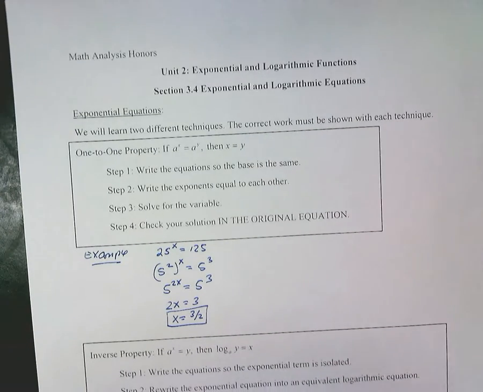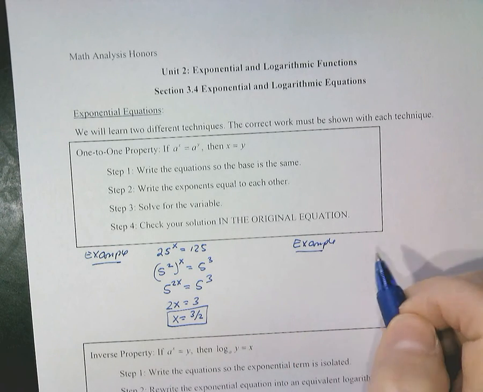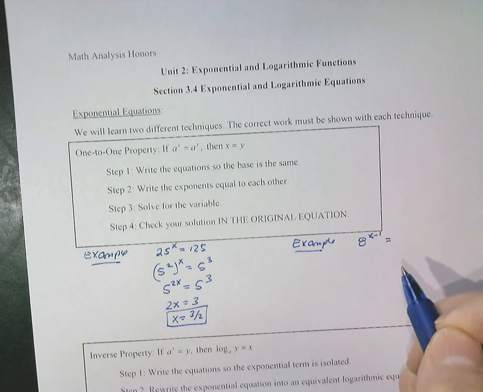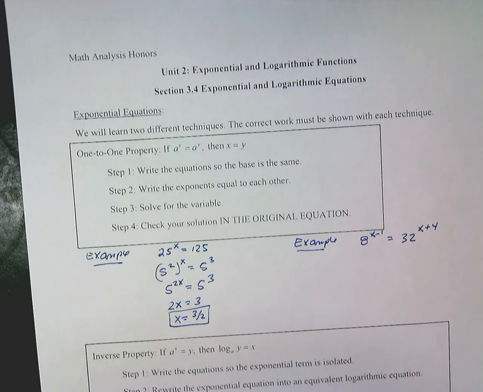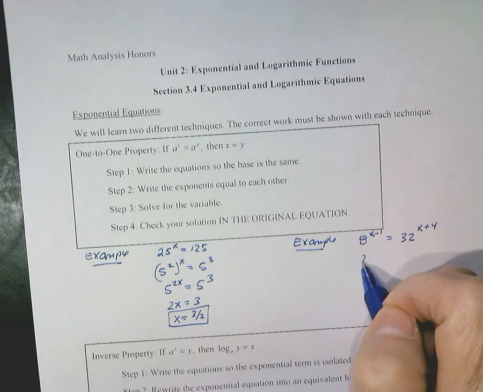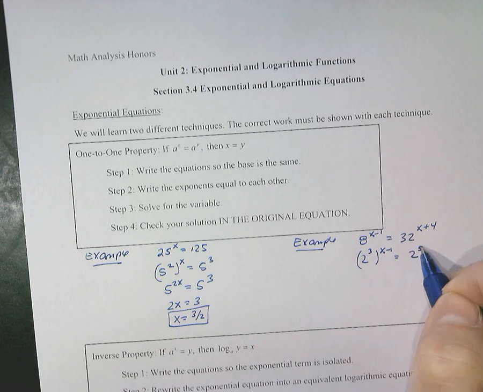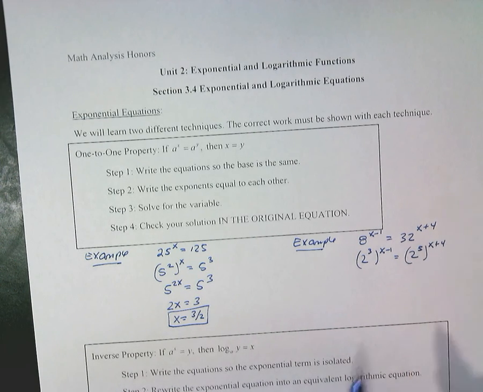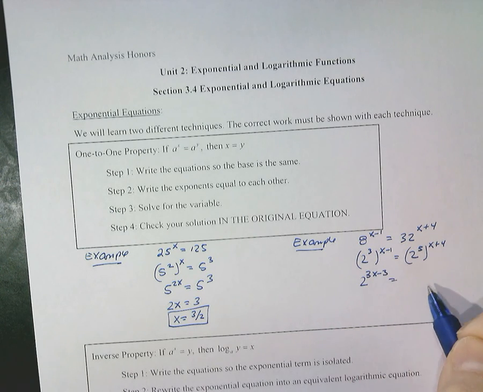Another example is I've got 8 to the x minus 1 is equal to 32 to the x plus 4. So I have to think in bases. And 8, I can rewrite that as 2 to the third power. 32 is 2 to the fifth power. So for some people it makes it easier if you write out all your exponents that you know about. When you raise to a power, you multiply. So 2 to the 3x minus 3 equals 2 to the 5x plus 20.